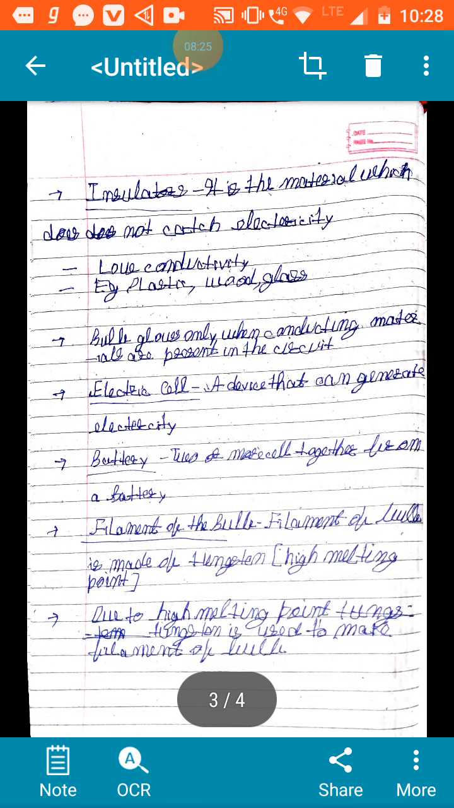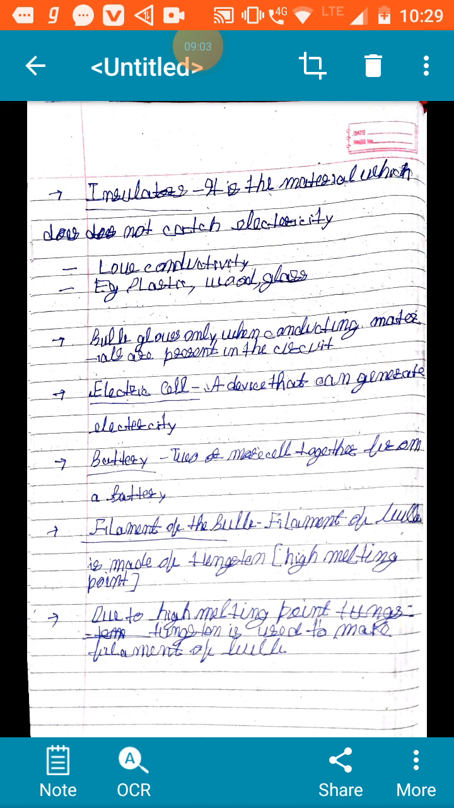Insulator: it is a material which does not carry electricity easily. It has low conductivity, like plastic, wood, and glass. The bulb glows only when conducting materials are present in the circuit.